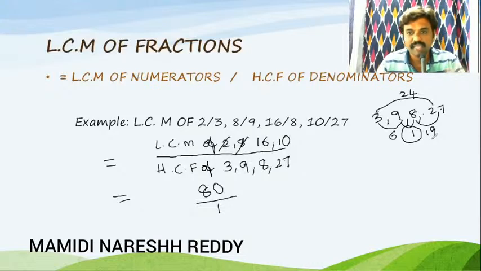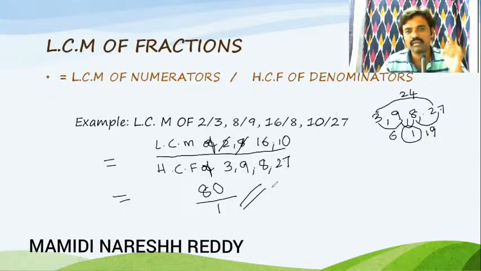For example, if the least difference is not a factor of all the four numbers, we need to factorize the least difference, and then select the factor that divides all the numbers. That is the accurate answer for the HCF. Now, for this question, the LCM of 2 by 3, 8 by 9, 16 by 18, and 10 by 27 is nothing but 80 by 1. Got the point? Was it easy? So let's solve another problem.